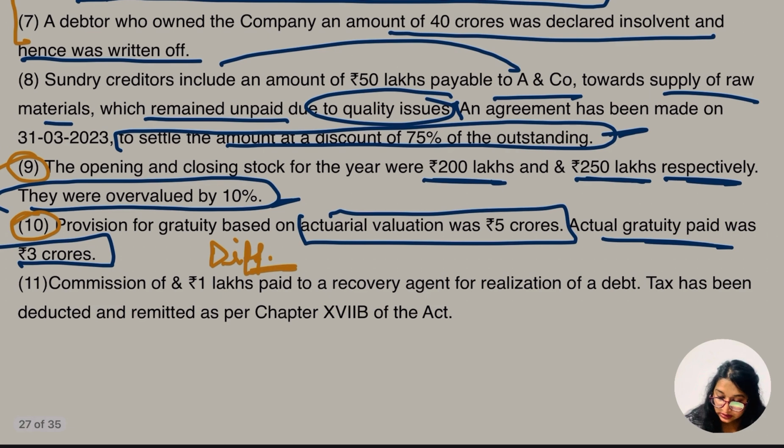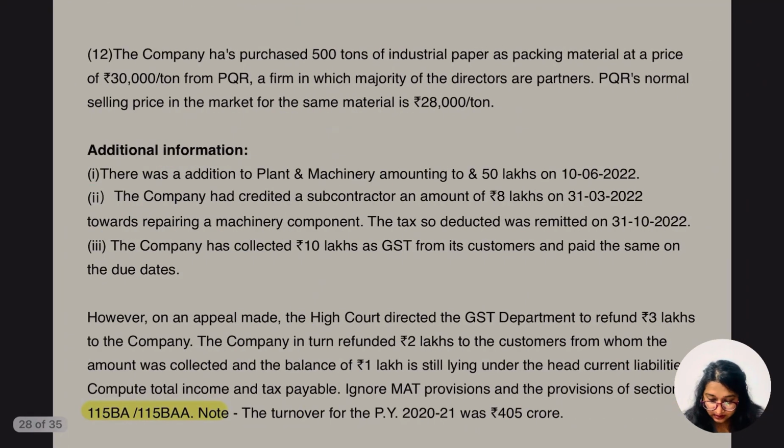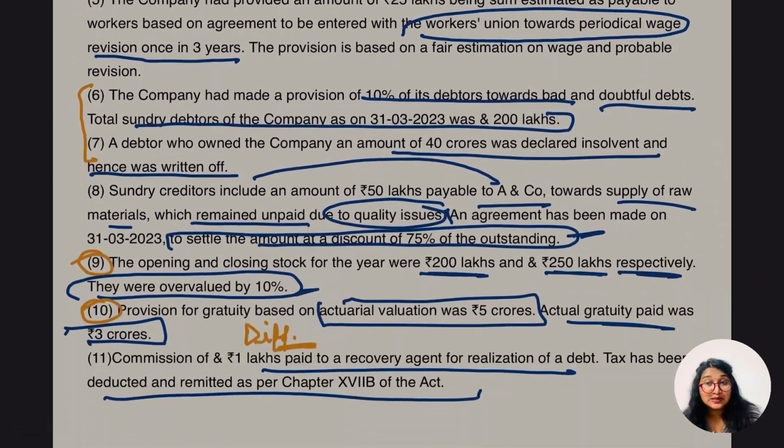Yes, let's go to the other. The 11th point says a commission of rupees 1 lakh was paid to the recovery agent. 1 lakh commission is paid, and tax has been deducted and remitted as per the chapter of this Act. So there would be an adjustment for this point also.